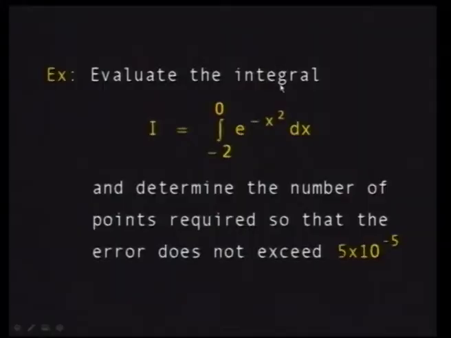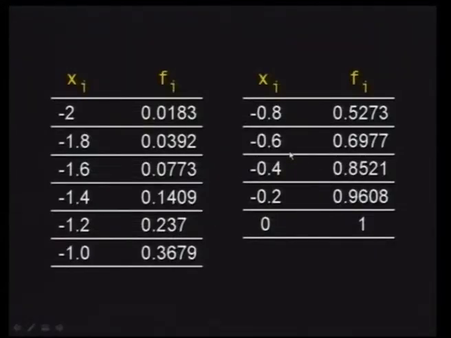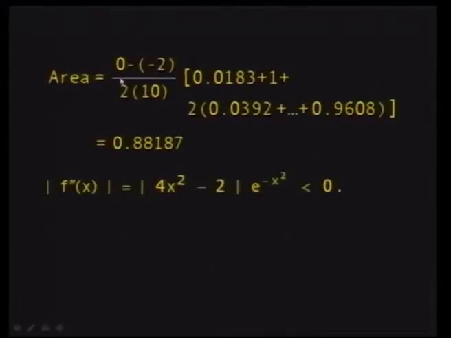So we shall do it using an approximate integration, and we chose to do it by the trapezoidal rule. So you decompose the interval from -2 to 0 into, for example, 10 regions, and then we want to determine the number of points required so that the error does not exceed, for example, 5 times 10 to the minus 5. So here, again, we take 10 points from -2 till 0, and we calculate the heights of the function at these particular values, and then we substitute into the expression that we have to calculate the area. Here it is.